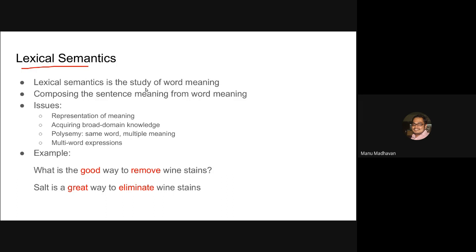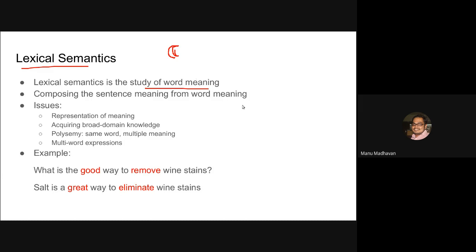Lexical semantics is the study of word meaning. It assumes that we can understand the sentence meaning by composing the word meaning. For example, computational linguistics. We know the meaning of computational, we know the meaning of linguistics. So together we can understand what is meant by computational linguistics. In simple sentences, it is correct. In many normal language communications, we can understand the meaning of the sentence by composing the word by word meaning. So that is the basic idea of lexical semantics.